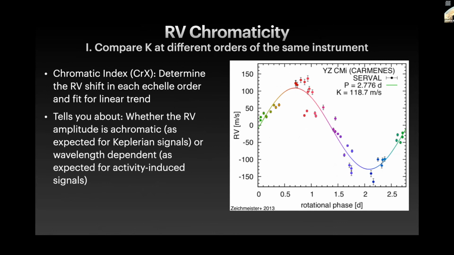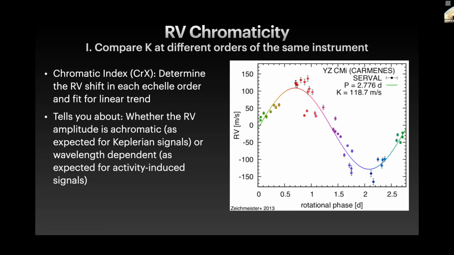Another activity indicator that's based on the whole spectrum and not just a single line is the Chromatic Index, which was introduced by Zechmeister et al. in 2013. The Chromatic Index quantifies variations in RV semi-amplitude as a function of wavelength by measuring the K value, the semi-amplitude of a given signal in each of the individual orders of the shell. And then you fit a line to the resulting wavelength versus semi-amplitude data set, and the slope of that line is the CRX, or the Chromatic Index.